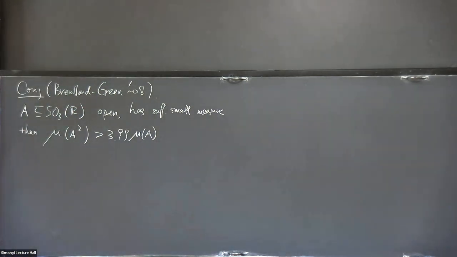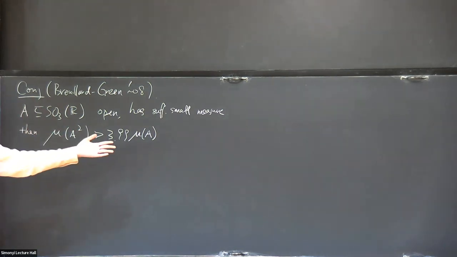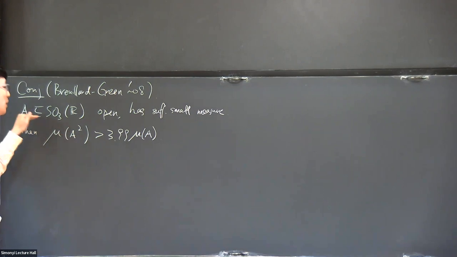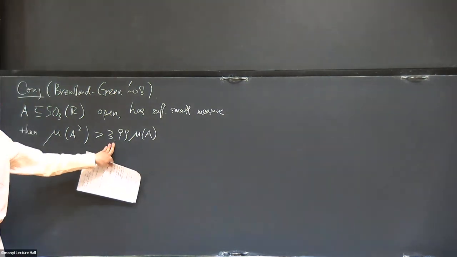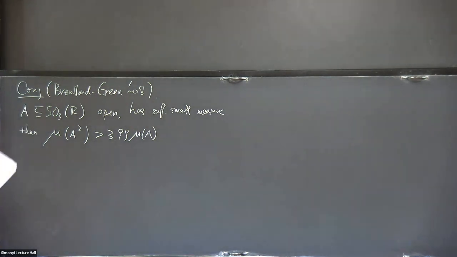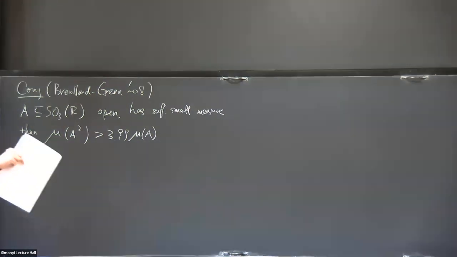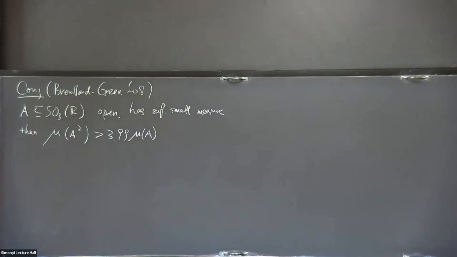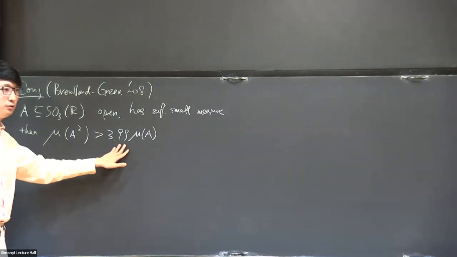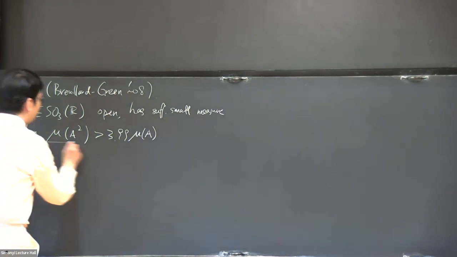So maybe I should explain, for example, why 3.99, and why we care about this problem in SO(3,R). First I have to try to answer why 3.99. This 3.99 is in fact a best possible number. If you look at the neighborhood of a one-dimensional subgroup, because locally SO(3,R) has dimension three, and by taking the quotient by a one-dimensional subgroup, they behave like two-dimensional. So in a very small neighborhood, we should expect some Brunn-Minkowski phenomenon like for R squared. In this case, we would expect 4.